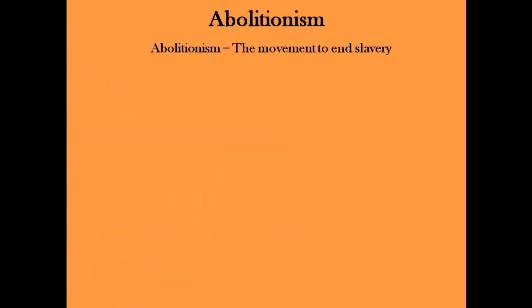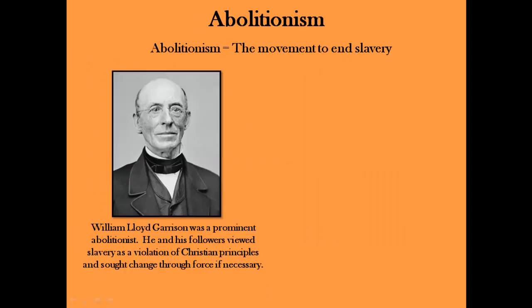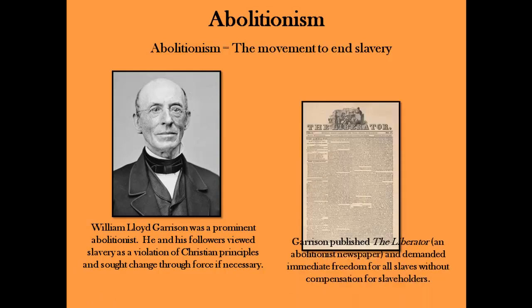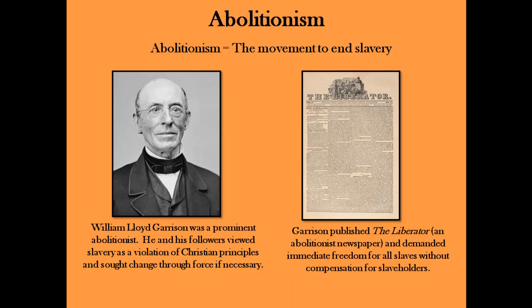Abolitionism was the movement to end slavery. One prominent abolitionist was William Lloyd Garrison. While many slave owners used the Bible to justify slavery, many abolitionists like William Lloyd Garrison viewed slavery as a violation of Christian teachings. Garrison believed that slavery needed to end immediately and slave owners should not be compensated for the slaves. Garrison published his views in his anti-slavery newspaper, The Liberator.